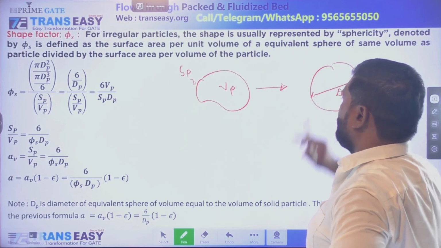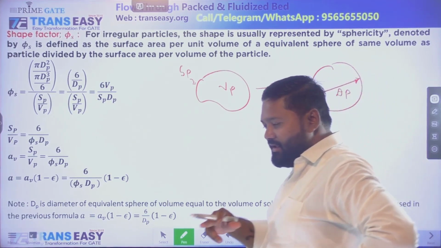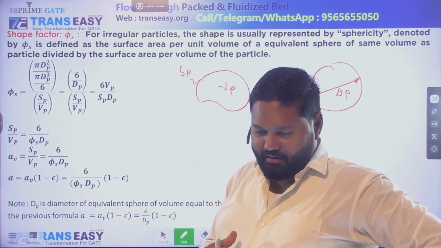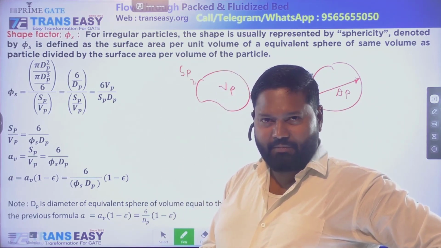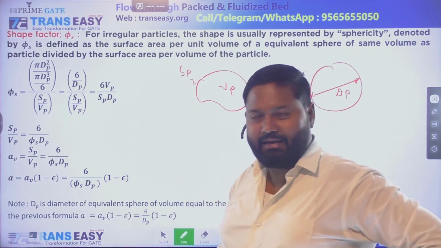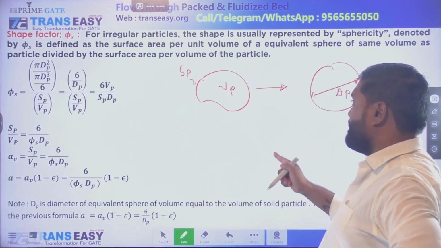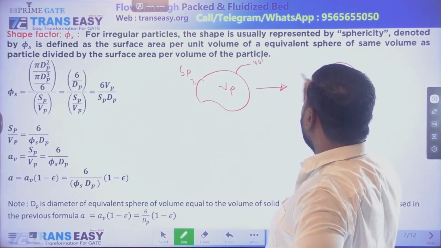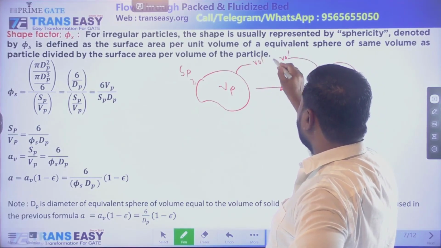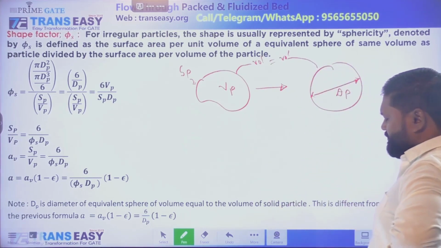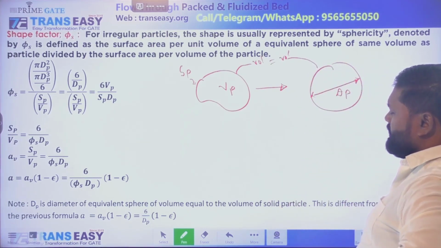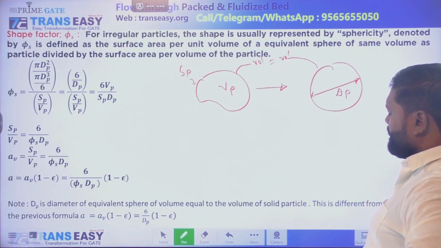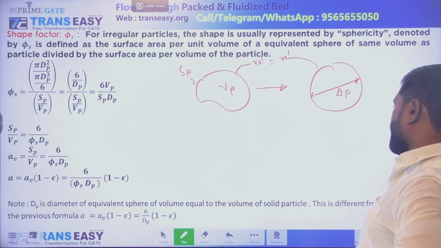पहले वाला में हमने जो डायमीटर निकाला था, इफेक्टिव डायमीटर dp यूज्ड इन av = 6/dp, तो वहां पर av को इक्वेट किया था. यहां हम वॉल्यूम इक्वेट करते हैं. दोनों की वॉल्यूम सेम है, इसकी वॉल्यूम और इसकी वॉल्यूम सेम है. After equating volume of actual non-spherical particle and its equivalent spherical particle of diameter dp, right?